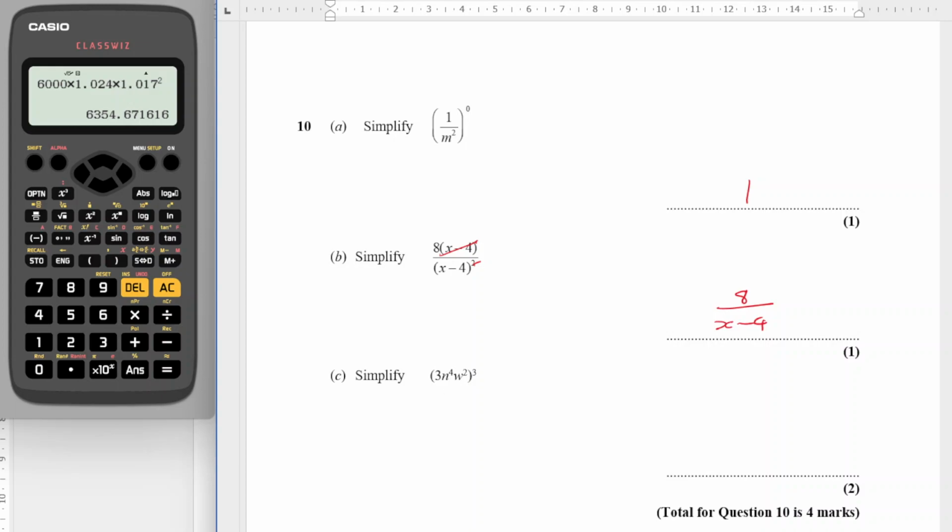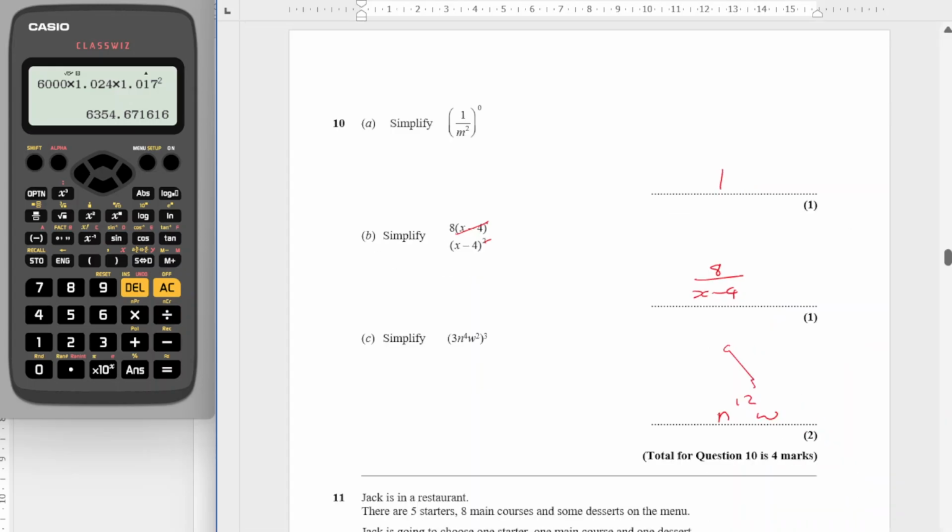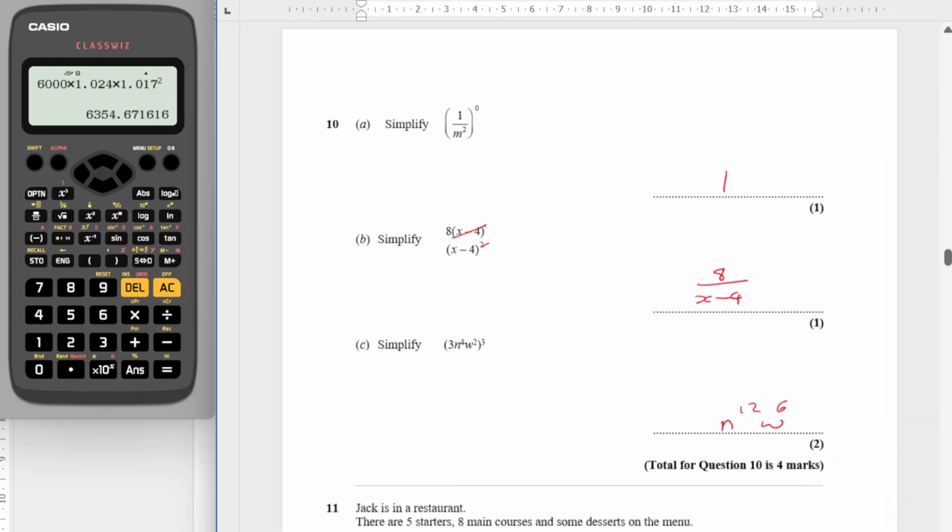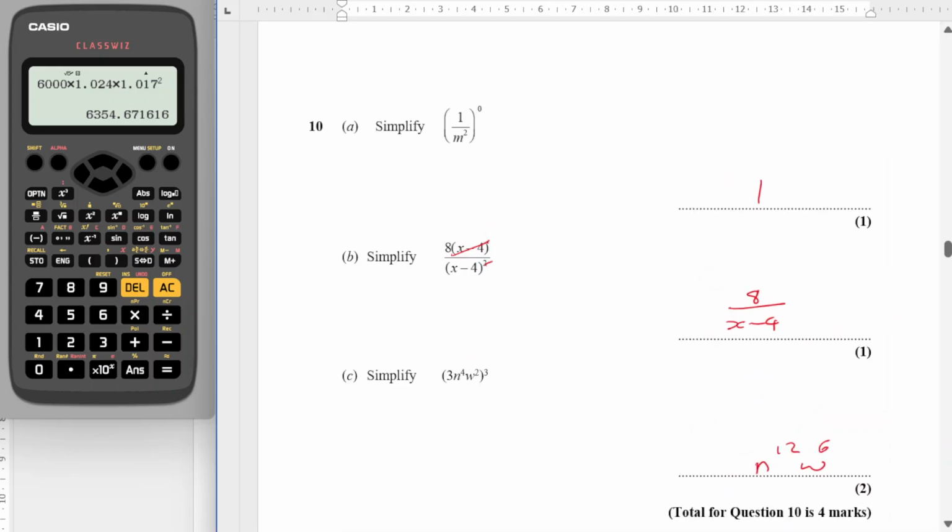And then finally, simplify. A lot of students struggle with this. They're absolutely fine with the n part and the w part. The n part would be 4 times 3, so it would be n to the 12. The w part would be multiply the powers, so it would be w to the 6. But the common misconception that I spot all the time is we don't do 3 to the power 3. So 3 to the power 3 would be 27.